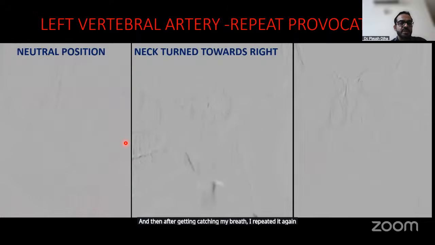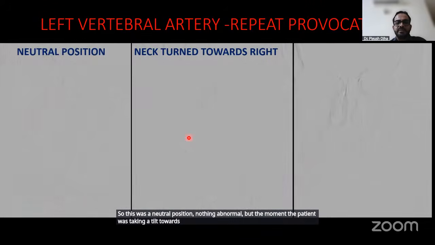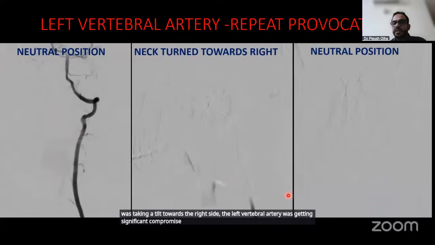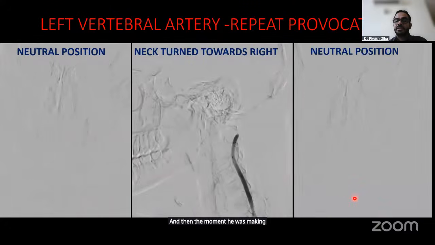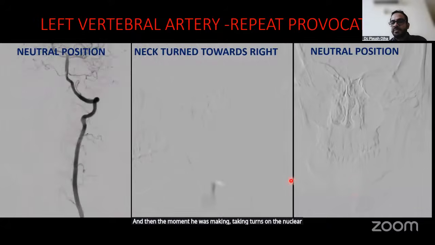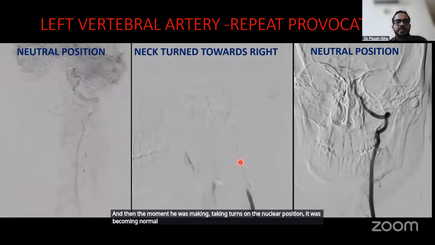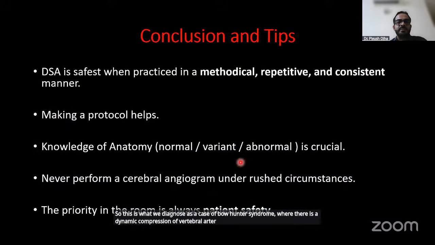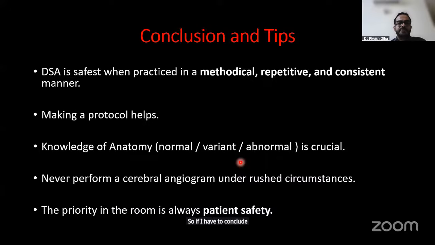So this was a neutral position, nothing abnormal. But the moment the patient tilted towards the right side, the left vertebral artery was getting significantly compromised. And the moment he turned back to the neutral position, it became normal. So this is what we diagnose as a case of Bow-Hunter syndrome, where there is a dynamic compression of the vertebral artery because of instability.